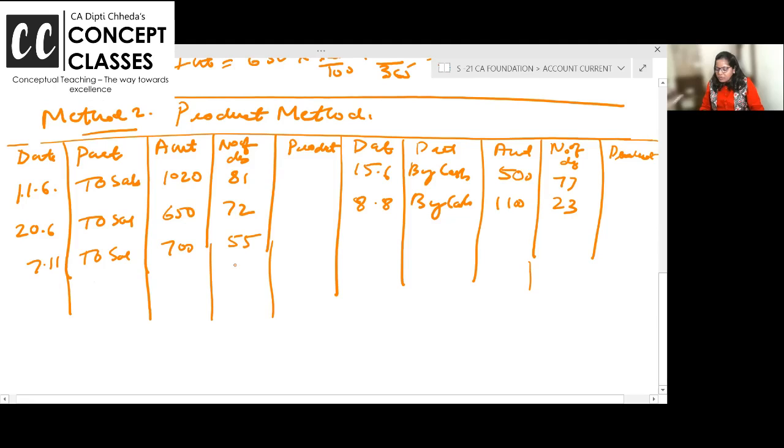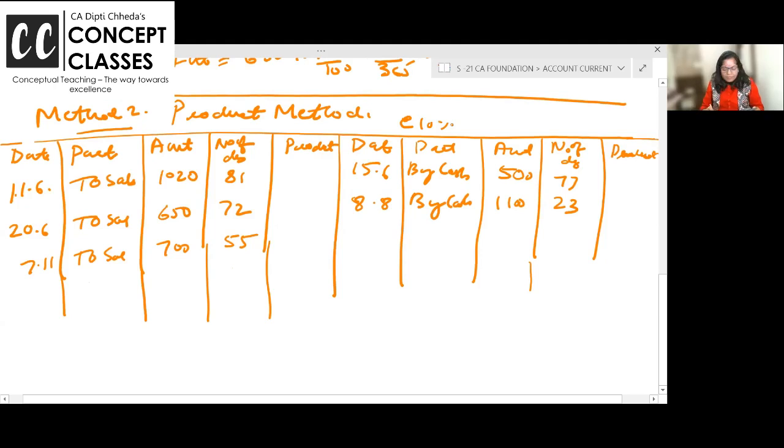Date, particulars, amount, number of days. Now, instead of calculating 1020 interest at the rate of 10%, let us calculate the product. What will the product be? Amount into number of days. You can write here: product is equal to amount into number of days.